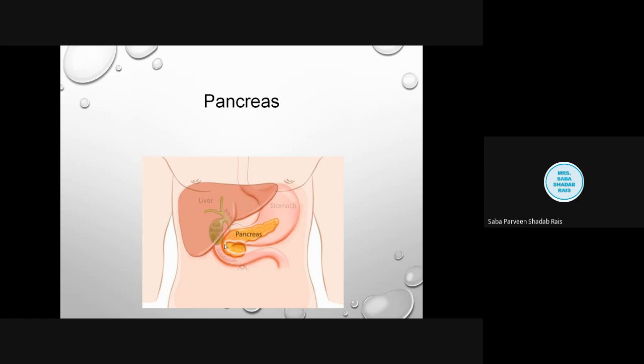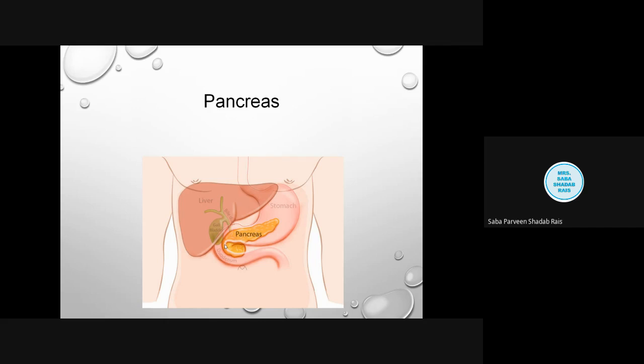Now see these islets of Langerhans. They were discovered by Langerhans in the year 1869. That's why they are called the islets of Langerhans. They consist of three types of cells: alpha, beta, and gamma, which produce insulin, glucagon, and somatostatin, as well as pancreatic polypeptide.